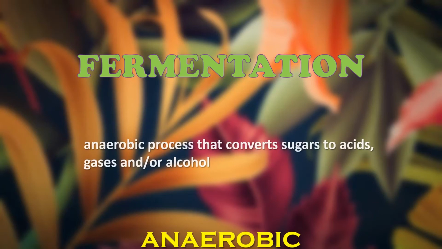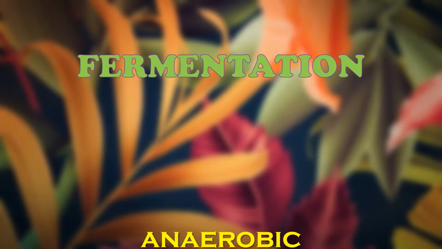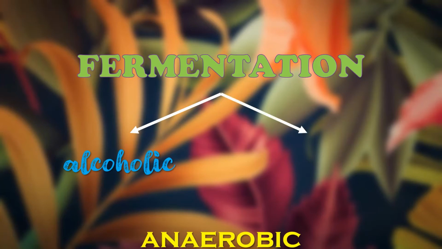The anaerobic pathway has another name: fermentation. Fermentation is an anaerobic process that converts sugar to acids, gases, and/or alcohol. It includes the glycolysis steps in it. Fermentation replenishes the supply of NAD+, so that glycolysis can continue creating 2 ATP from each glucose molecule. There are 2 types of fermentation: alcohol fermentation and lactic acid fermentation.